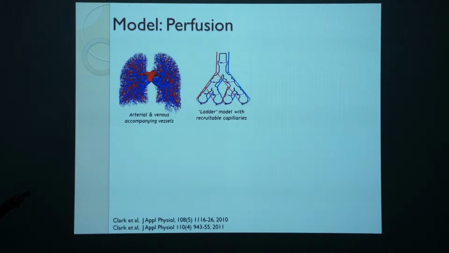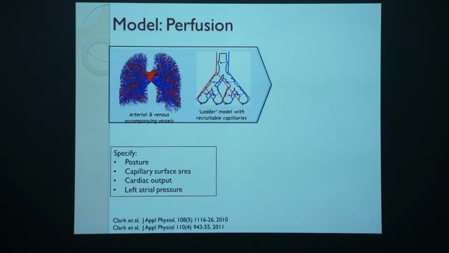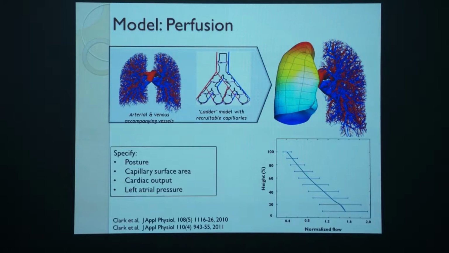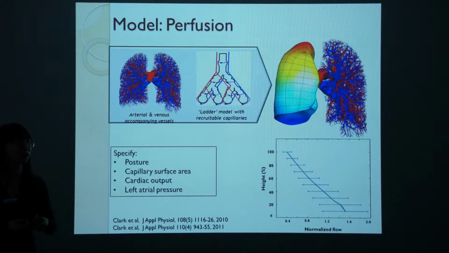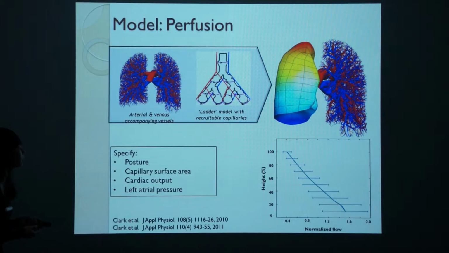Then by specifying independent things like the posture, how much cardiac output, and the pressure going from your heart into the lungs, you can get a prediction of how much blood flow is going through each point in your artery and your vein, and how much is actually given to the gas exchange surface, which is what we're really interested in.